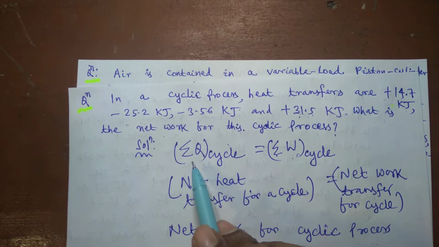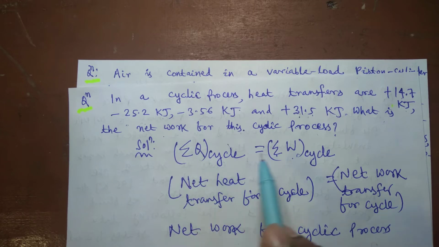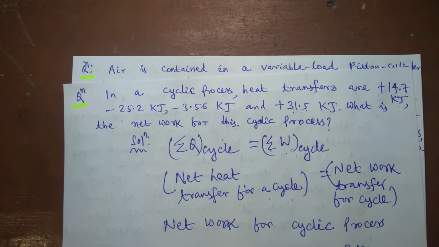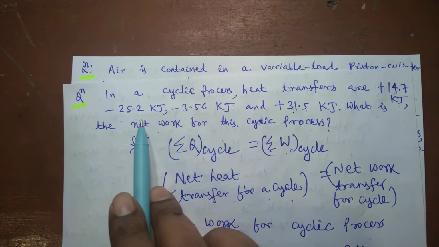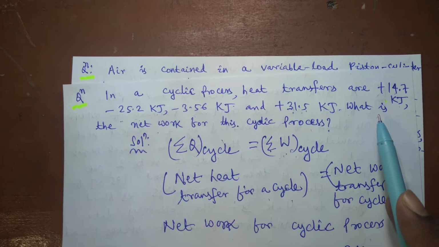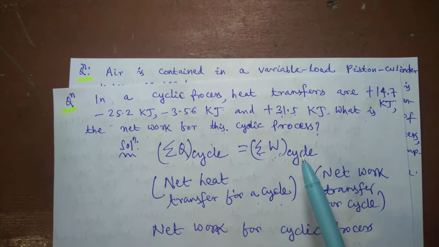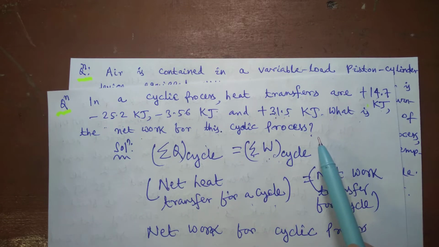The first law equation for any cycle is sigma Q cycle equals sigma W cycle, or net heat transfer for a cycle is equal to net work transfer for a cycle. Since all the heat interactions that take place for the cycle are given in the question, we can easily find the net work transfer, because for a cyclic process net work transfer is equal to net heat transfer. So since all the heat interactions are given, we can find net heat transfer, and that will be the net work transfer for the cycle as well.